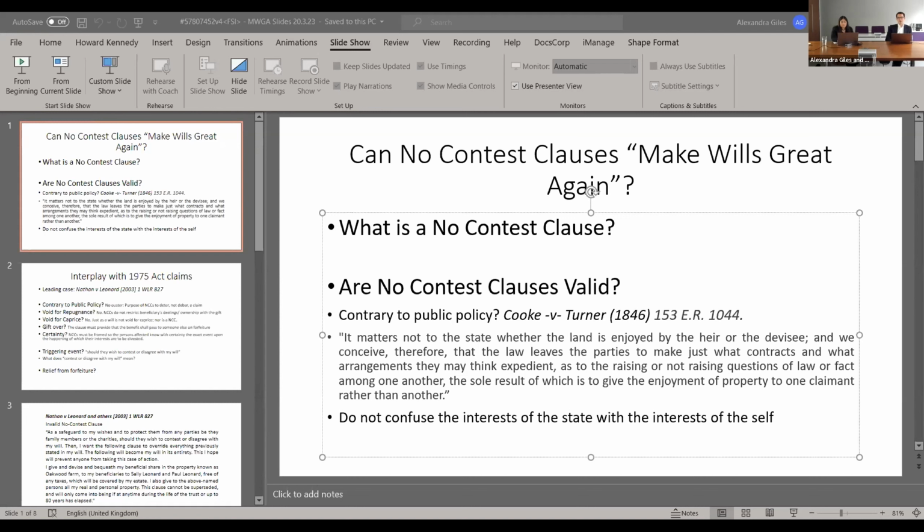And we conceive, therefore, that the law leaves the parties to make just what contracts and what arrangements they may think expedient as to the raising or not raising questions of law or fact among one another, the sole result of which is to give the enjoyment of property to one claimant rather than another. So that was the earliest indication that no contest clauses would not be void for being contrary to public policy. In terms of the chronology of no contest clauses and when and how they were used, that changed slightly with the implementation of the 1975 Act.